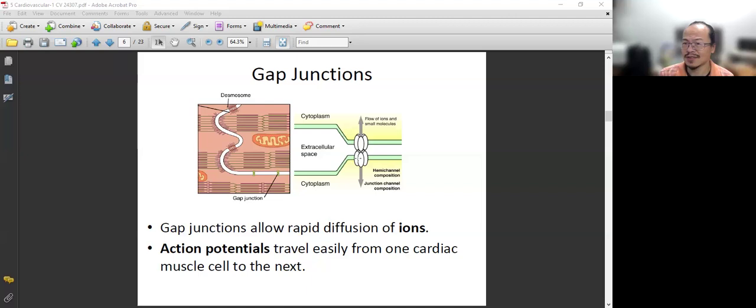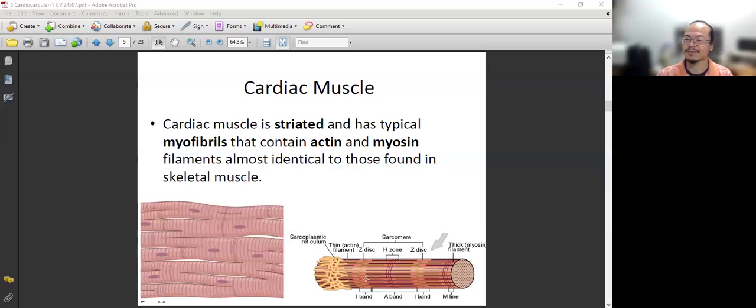What's the consequence of it? The consequence is huge. Now, for skeletal muscle like this one here, when you do muscle movement, each muscle cell is separate from the next muscle cell. So when you excite one cell, it will not affect the neighboring cells.